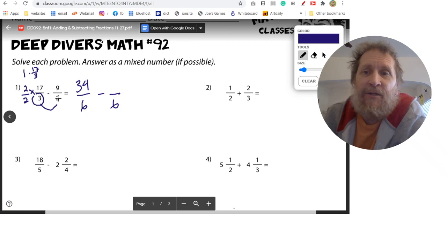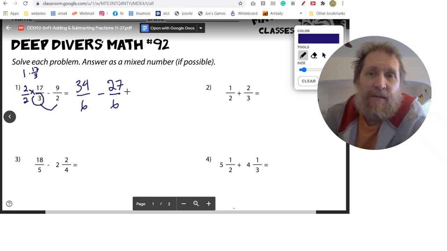And then I need to do it to this other side. I multiplied the 2 times 3, so I need to multiply the top times 3. 9 times 3 is 27. So I multiply the top and the bottom by the same thing. And I get 34 minus 27 equals 7/6.